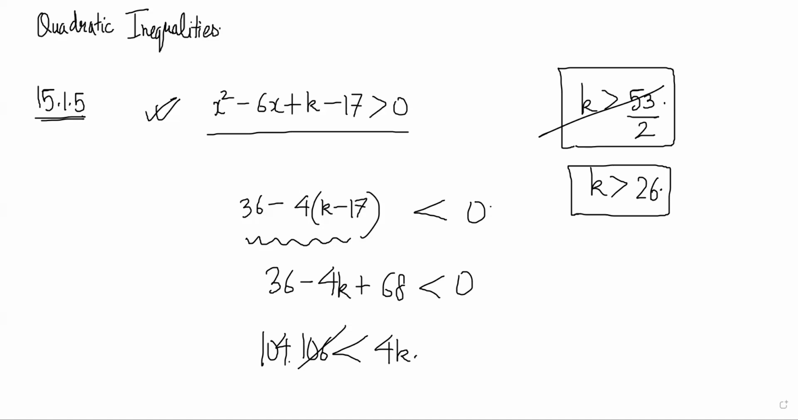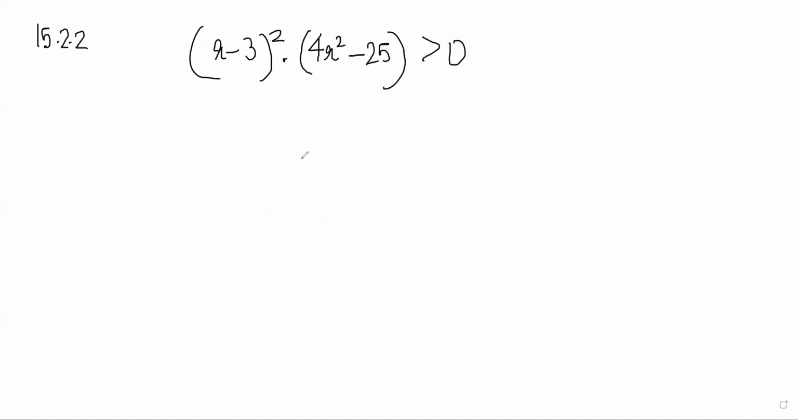Yes. Okay, so how do you do, for example, 15.2.2? It is r minus 3 whole square multiplied by 4r square minus 25 is greater than 0. So what I did, I simplified it to get r minus 3 times r minus 3 times 2r minus 5 times 2r plus 5. And then I just did the wavy curve method from there.